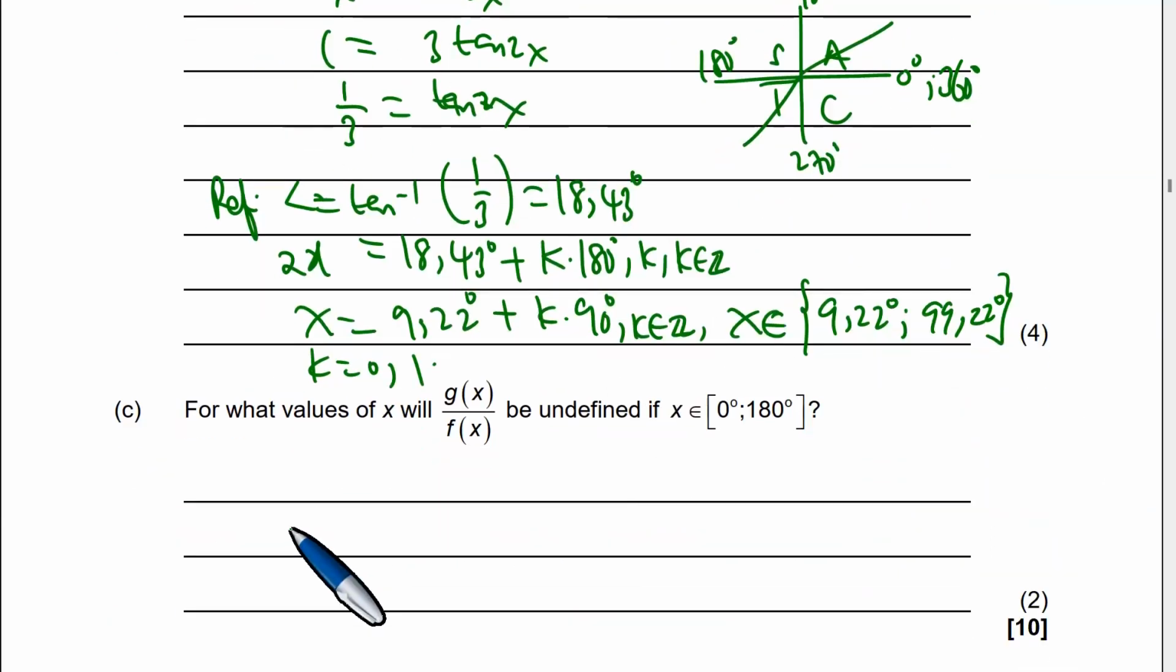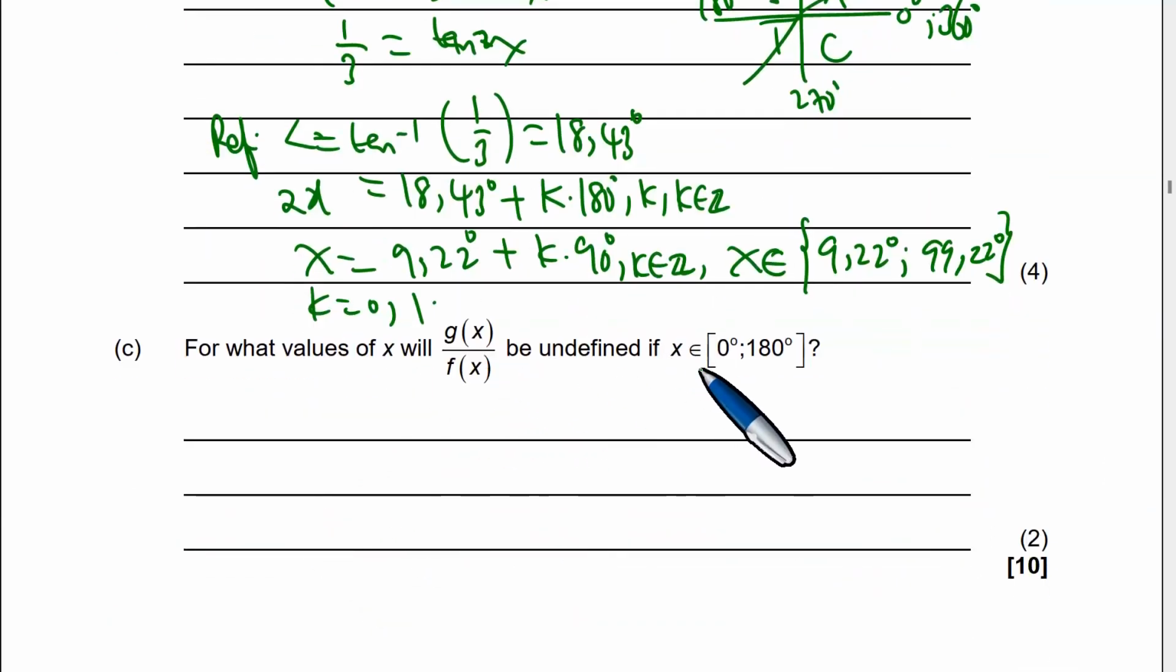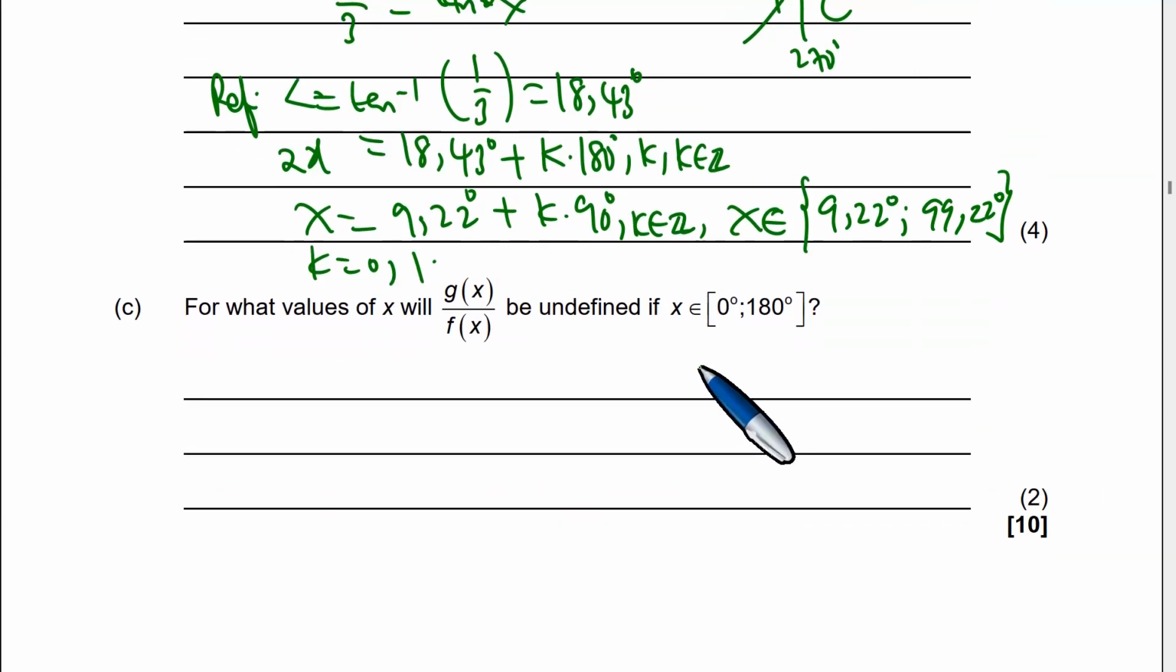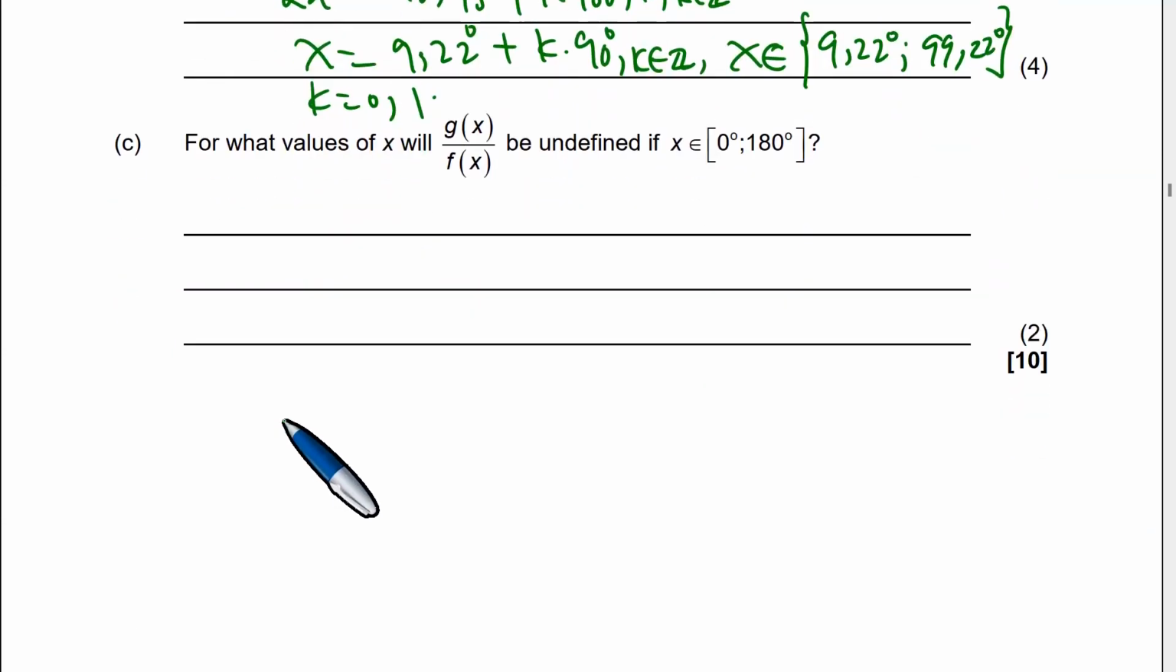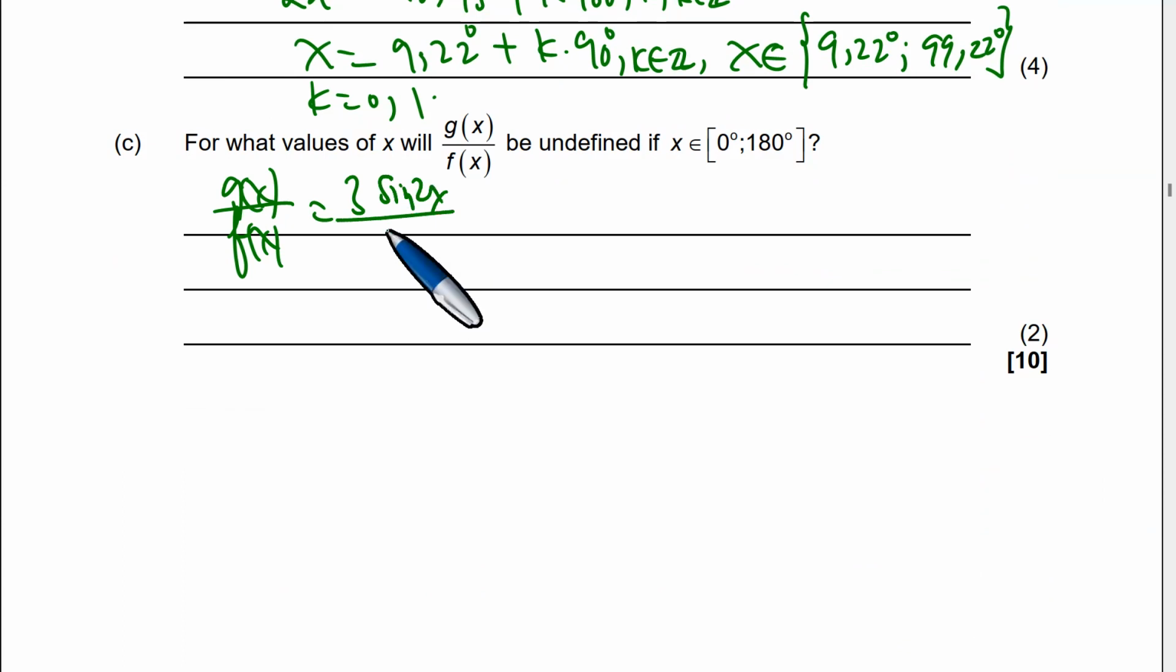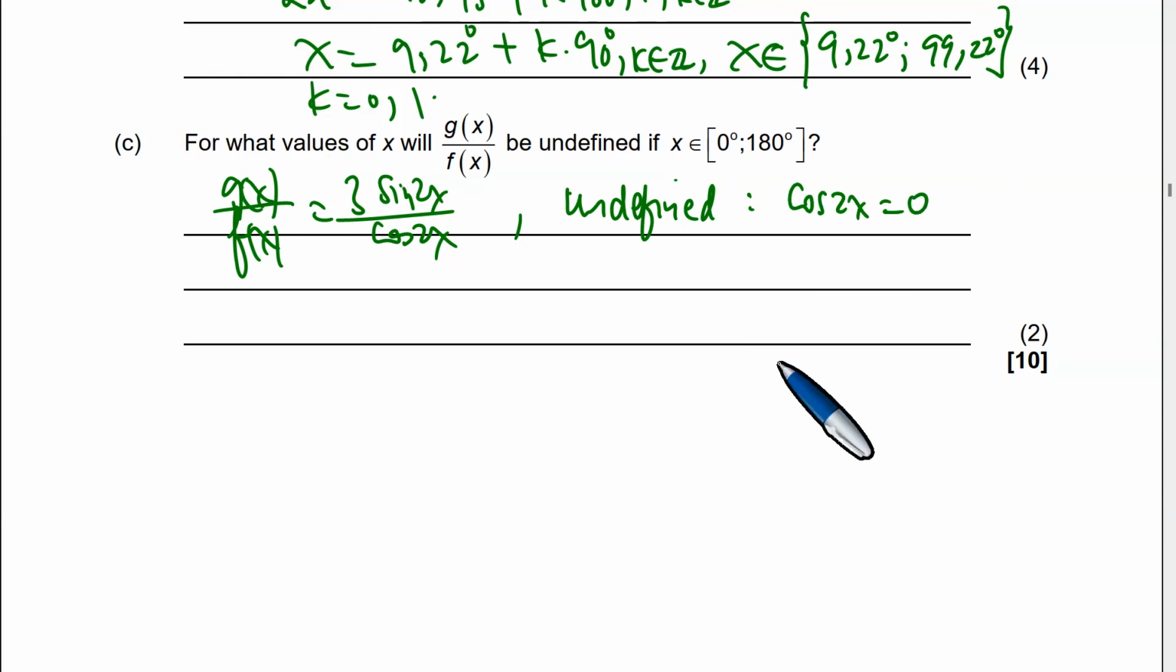Next question. For what values of x will this one be undefined? Undefined would mean that, looking at the quotient, g out of f, g is 3 sine of 2x divided by cosine 2x. Undefined is going to happen when cosine 2x is equal to 0.